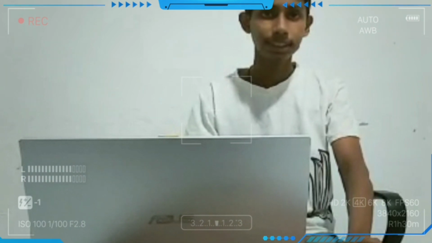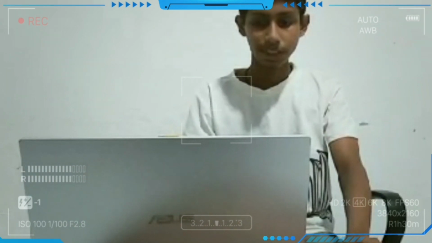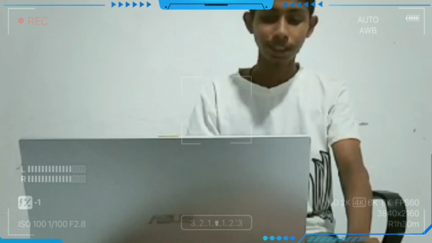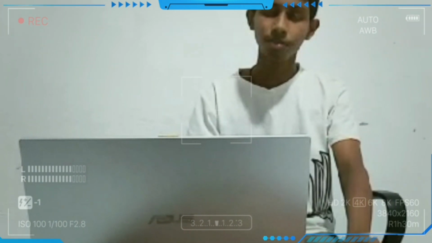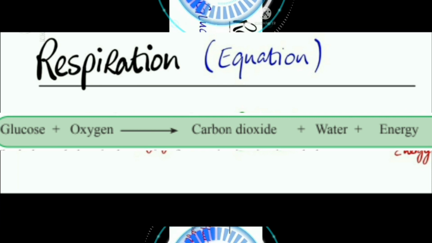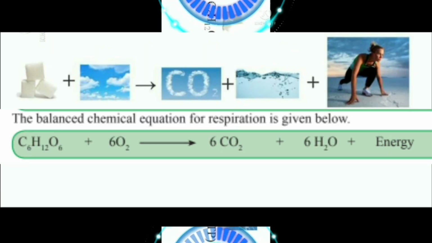The next topic of this lesson is cellular respiration. Respiration is the process of oxidation of cellular foods to produce energy for biological activities within living cells. Let us build the word equation for respiration. Glucose plus oxygen converts to carbon dioxide plus water plus energy. Now let's see the chemical equation for respiration.